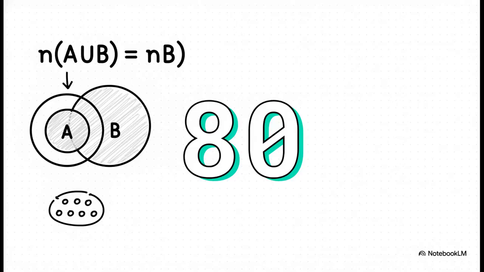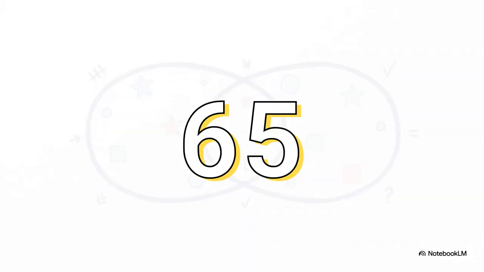First up, the union. Remember our shortcut? Since A is totally inside B, combining them just leaves you with the bigger set, B. So the cardinality of their union is just the cardinality of B, which is 80. Easy. Next, the intersection. What's the part they share? Well, again, since A is living entirely inside of B, the part they have in common is all of A. So the cardinality of their intersection is simply the cardinality of A, 65.